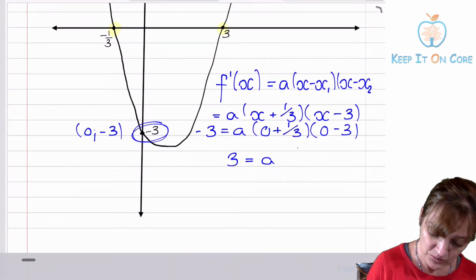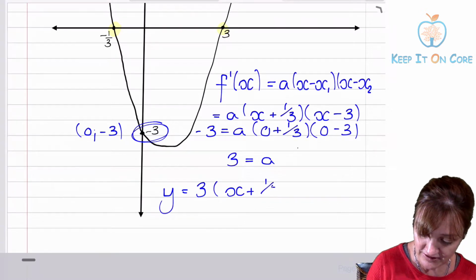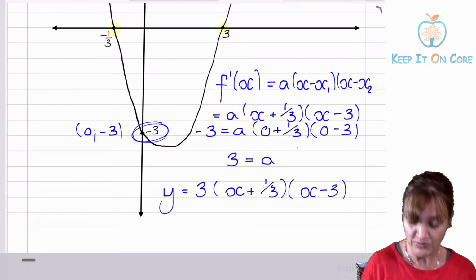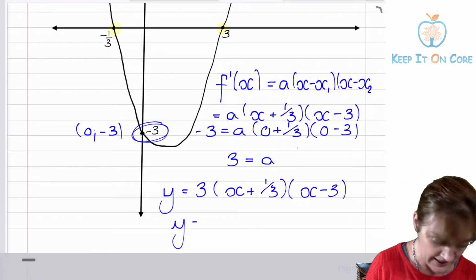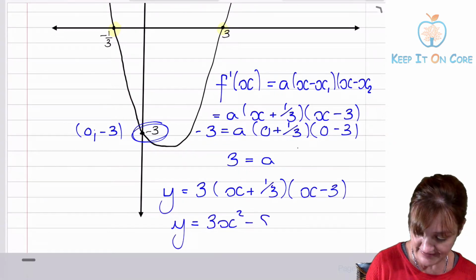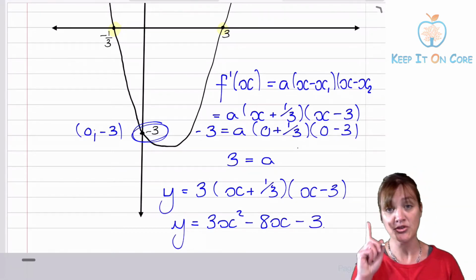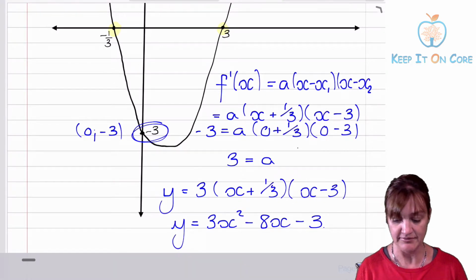Right, so what is the equation? So we put the 3 back into your a. I've got x plus a third, I've got x minus 3, and we FOIL everything out and we times it all out, and we land up with y is equal to 3x squared minus 8x minus 3. Okay, make sure you do that working out so that you understand how you get there. FOIL, that's what I did, and distribution.